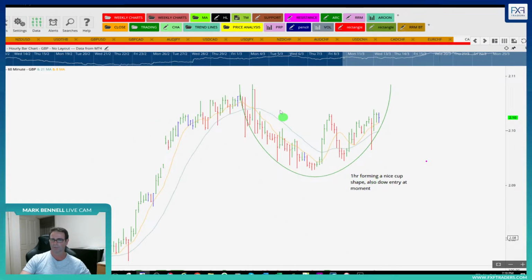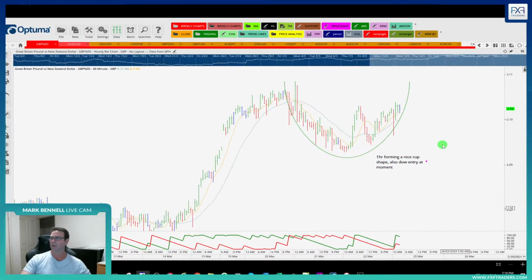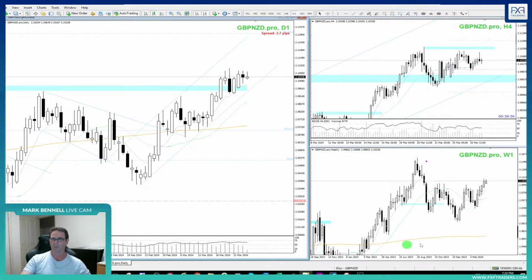So he's got 1 hour forming a nice cup, which it is. Also the Dow entry at the moment through here, okay? So we're using the bigger swing. So let's go and have a quick look at my chart, only because that's kind of what we're used to.